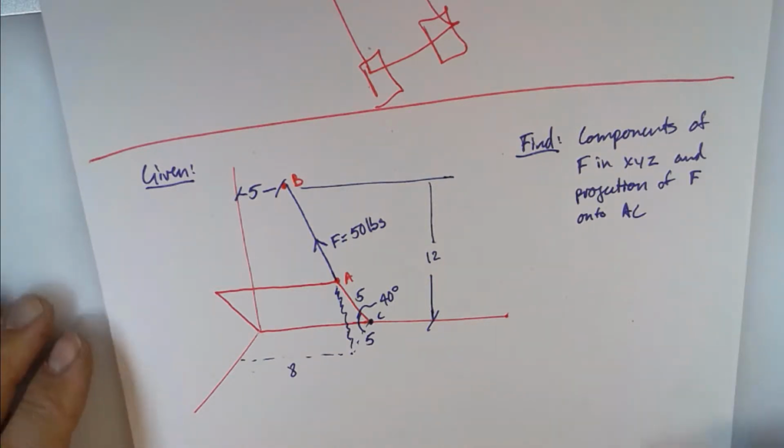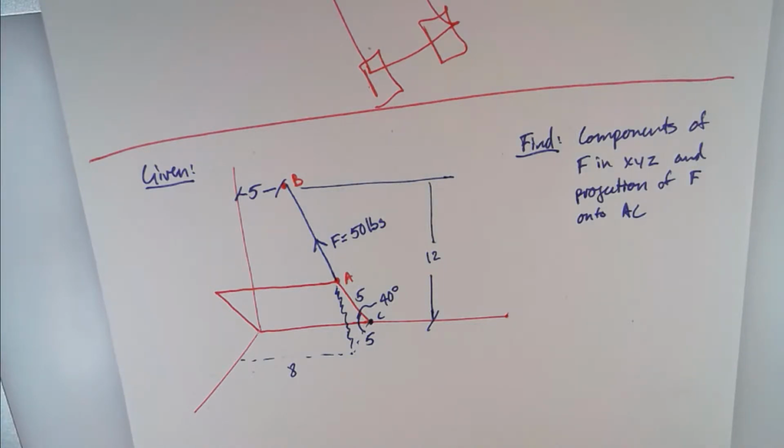Okay. So this is the drawing I come up with. It's beautiful, isn't it? Yes. Okay. So, and I'm changing the problem, you'll note, it says given this door or window, this hatch that's opened in these dimensions, find the components of F in the x, y, and z, and projection of F onto AC.